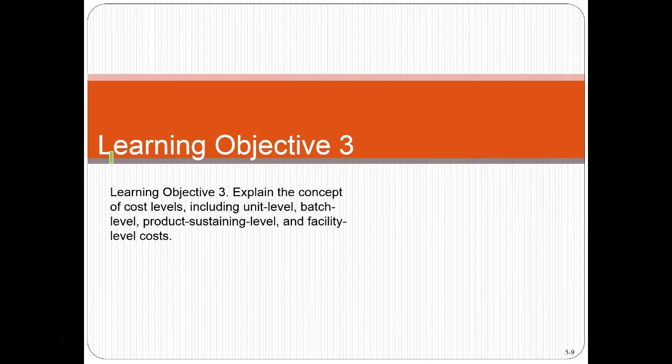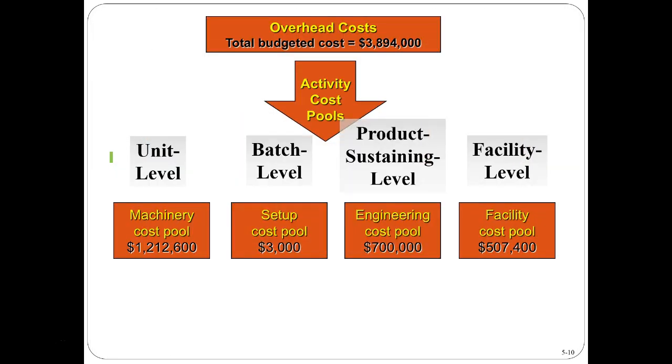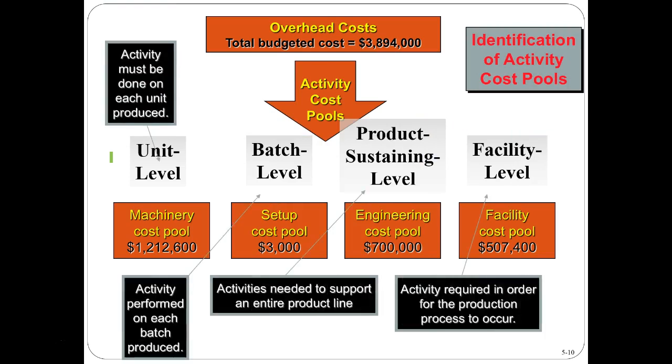So objective 3, explain the concept of cost levels, including unit level, batch level, product sustaining level, and facility level. So once again, we're going to take this overhead and try to apply it out more precisely. First thing we could do is take all of our costs that are in the overhead and put them into these levels, and then we can allocate in these groups rather than this big lump sum. If we have the unit level, those are things that happen for each unit of production. Those are things that we have to do for each unit. So it'll probably use some kind of activity driver that will be applied to each unit.